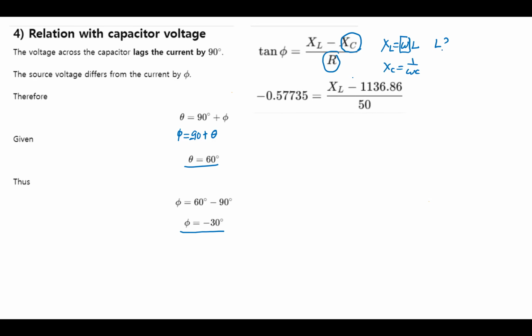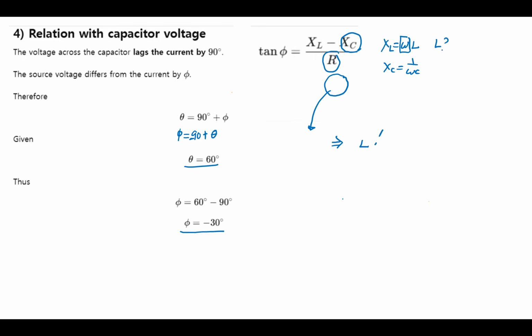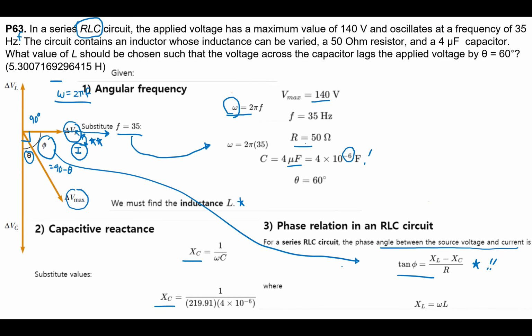Okay, so we can just find the relationship, and then L is given by this one, and then we can find out what it is. From this we can find XL, and then from this XL we can find L. So in this problem, what was important was this formula.